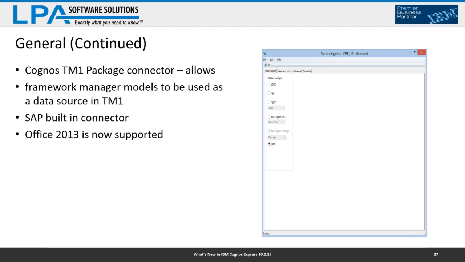There's also an SAP built-in connector as well. So if you use SAP as your data warehouse or your ERP system, you can actually connect directly to it. And the big thing is that Office 2013 is now supported. That was a big thing with the old versions of Excel or old versions of Cognos Express, is that you had to have Office 2010 or under. 2013 is now supported, both 32 and 64-bit.